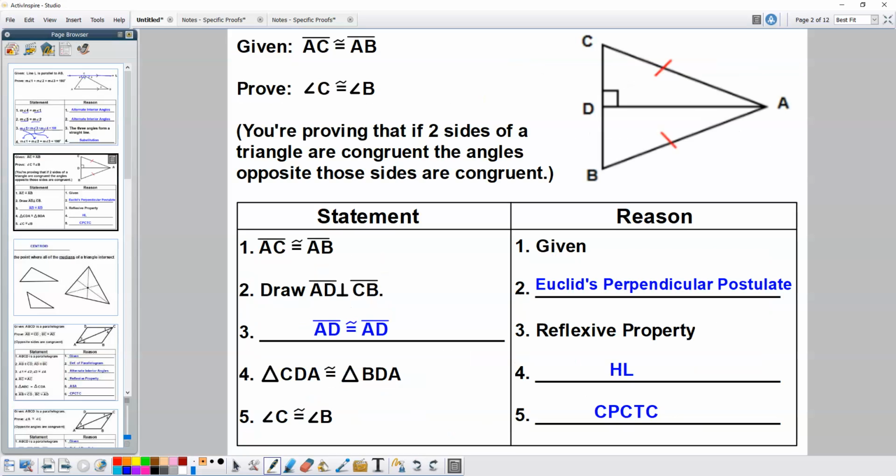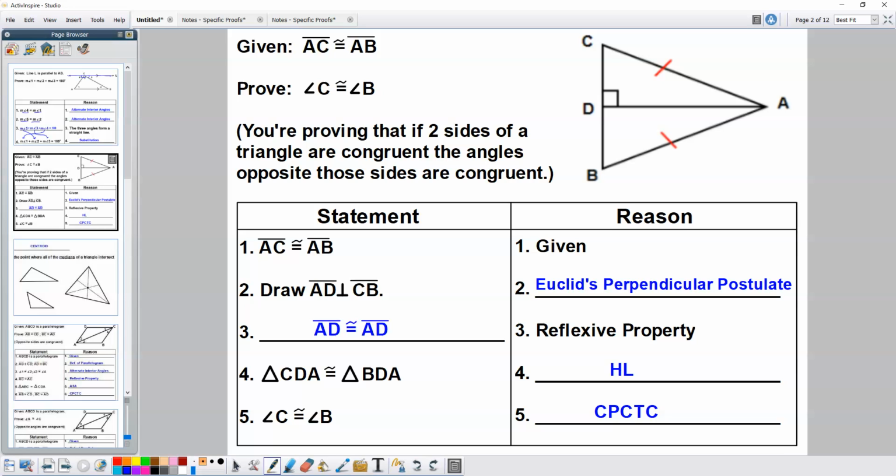Next, we're trying to prove that if two sides of a triangle are congruent, the angles opposite those sides are congruent. So we're proving the base angles of an isosceles triangle here. Okay, so we're given an isosceles triangle here, AC is congruent to AB, and it's said to draw the perpendicular line, AD, to CB.